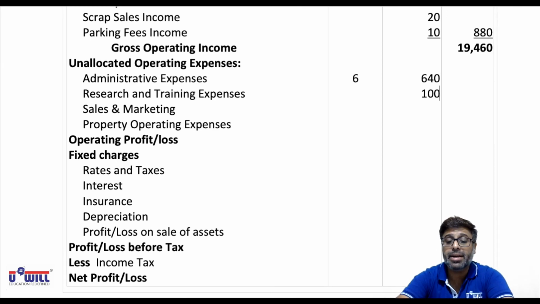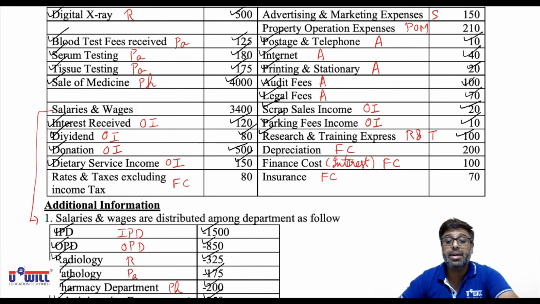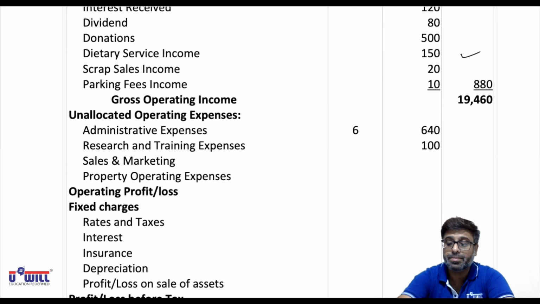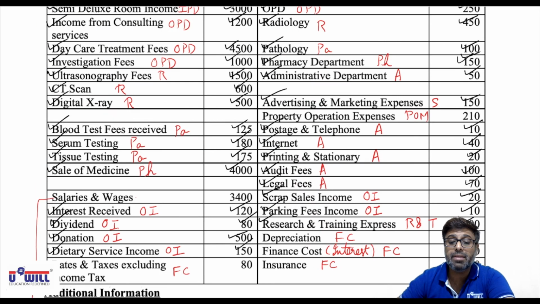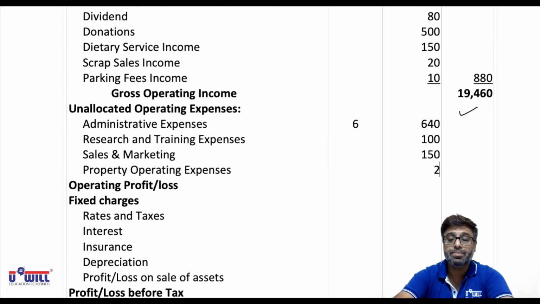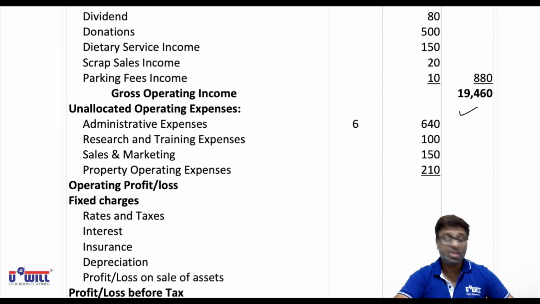Then sales and marketing. So sales and marketing means the advertising and marketing expenses, we will take 150. Okay, 150 will be for sales and marketing. Then property operation expenses are given. Property operation and maintenance 210. So property operation and maintenance we will record 210. Now total expenses 640 plus 100 plus 150 plus 210, that comes to 1100.